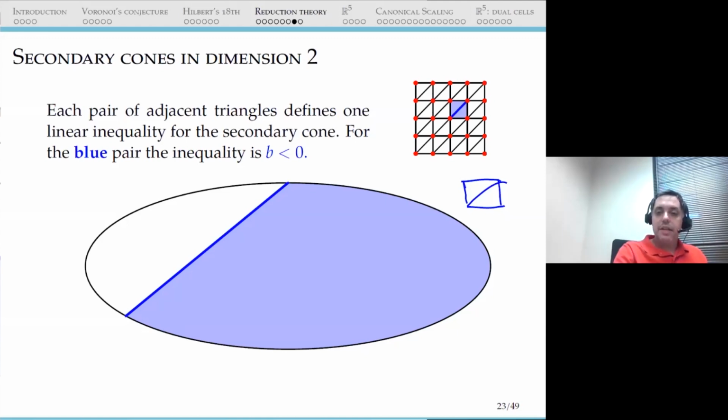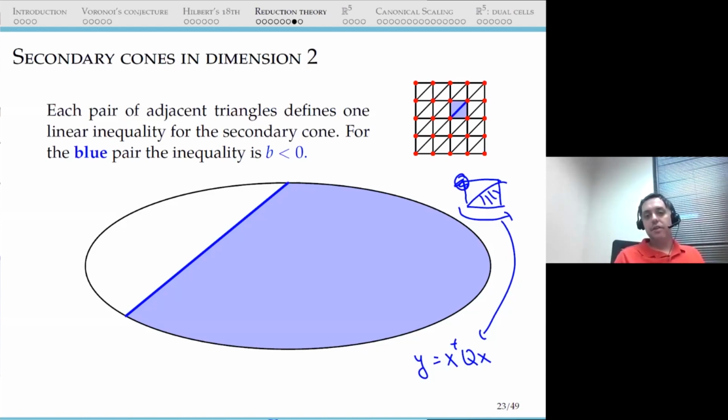Why is it like that? Because if we take this local picture and lift it to the paraboloid y equals x transposed Qx, right? Then what we want is that this vertex will be above the plane defined by this triangle, right? Because for the Delaunay triangulation, we need to take the convex hull and project it back. So this triangle should be part of the convex hull, so this additional point must be higher. And actually, the symmetric condition is that this point is above that triangle. And that's one linear inequality, right? So a point above a plane, that's a linear inequality.